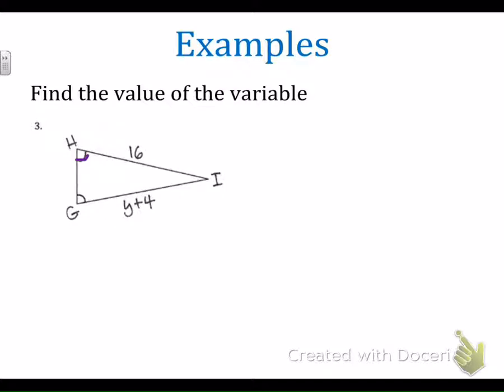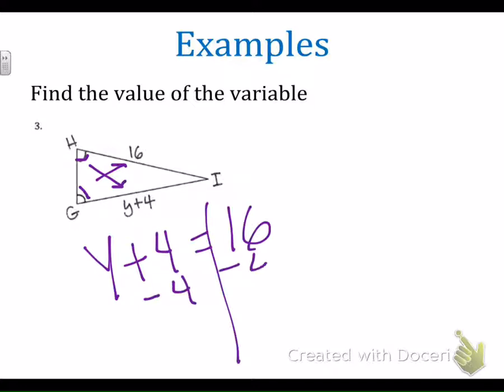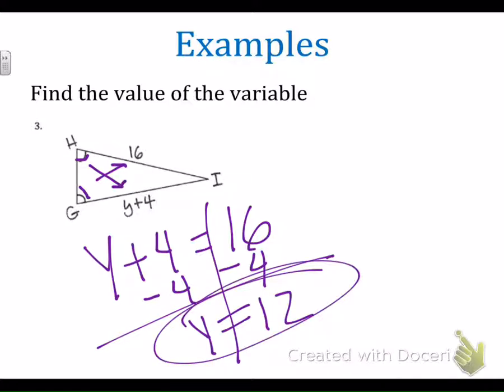Alright, two angles are congruent, the opposite sides are congruent. So y plus 4 is equal to 16. So we'll solve. y is equal to 12.